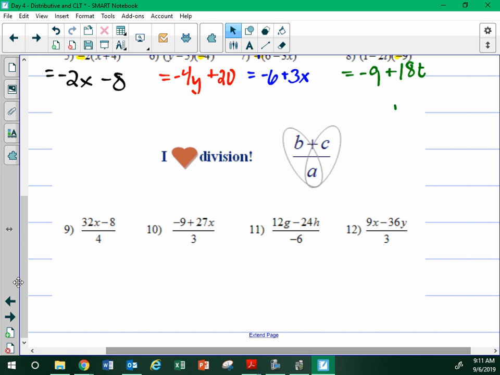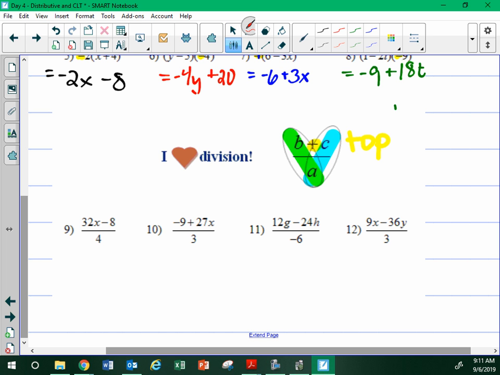Okay. So now this part, I love this one because it says, I heart division. So these types of problems are when we have either an addition or subtraction on top, okay? So notice it is on top. If it's on the bottom, we can't deal with it. But when we are adding or subtracting terms on top, then we have to do each individual one. We're going to first do b divided by a, and then plus c divided by a. So let's take a look what that looks like.